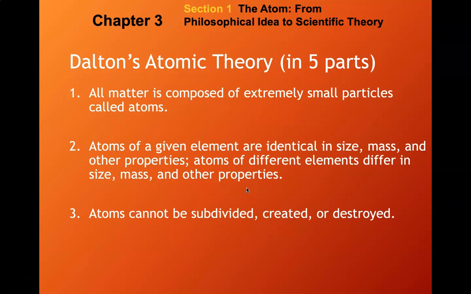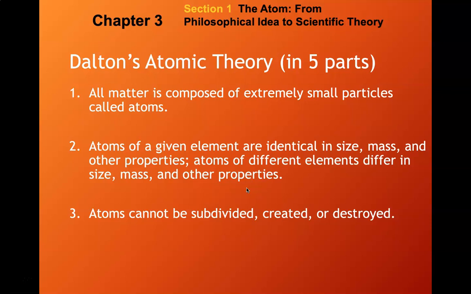Dalton's atomic theory has 5 parts. And a lot of these are still ones that very basically describe atoms today, and at least one of them is no longer correct because it has been debunked by looking even closer at atoms in terms of their subatomic particles. So the first one says that all matter is composed of extremely small particles that we call atoms. Cool, we all agree with that. That is absolutely correct. You can't make anything smaller than an atom.